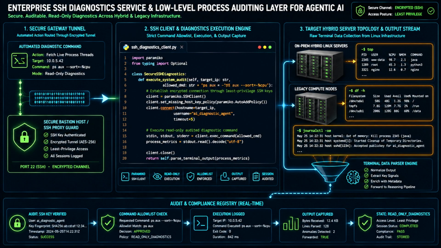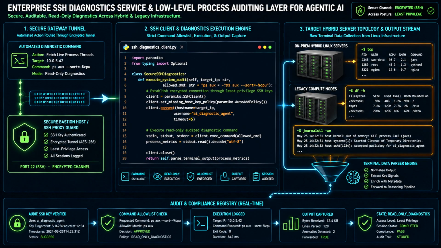To maintain security, SSH access is tightly controlled using least privilege credentials, bastion hosts, and command allow lists. Read-only diagnostics may run automatically, while higher-risk commands require approval. SSH results are captured and returned as structured evidence for reasoning. This service is especially valuable when investigating application-level issues that cloud telemetry alone cannot explain.